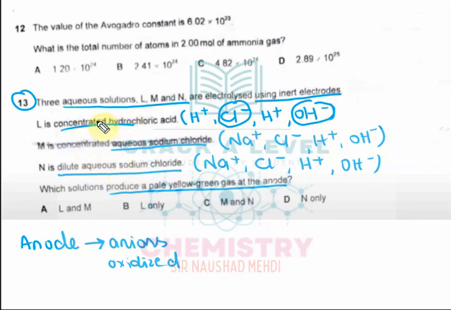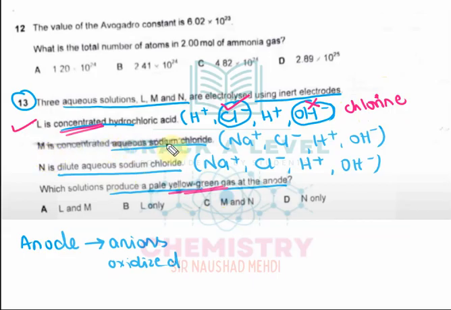Since it is a concentrated hydrochloric acid, concentrated means that Cl minus ion will be in the greater quantity, and the anion which is in the greater quantity gets discharged. So obviously Cl minus will get discharged and OH minus will not get discharged. So if Cl minus will get discharged, obviously chlorine will be formed. So yellowish green gas would be formed at the anode. So this one would be producing the yellowish green gas.